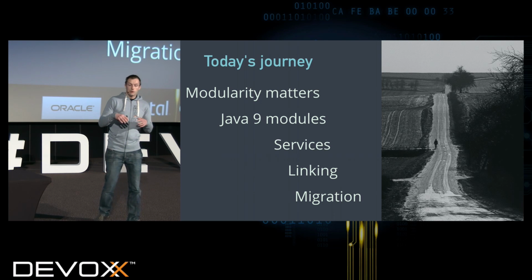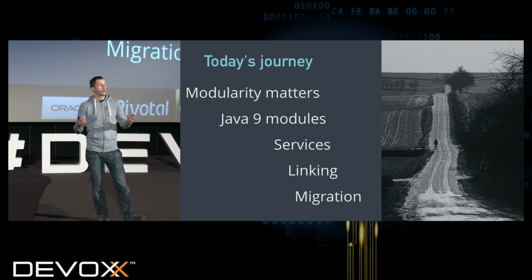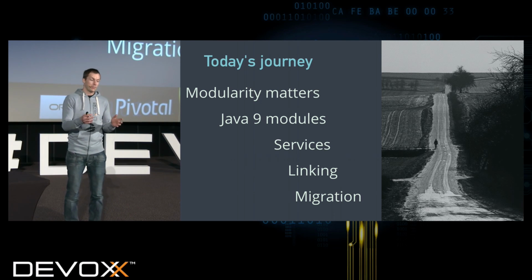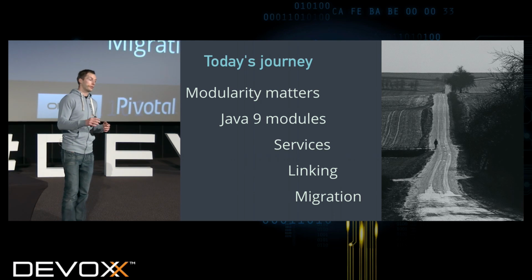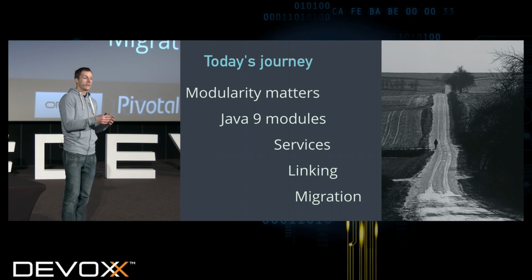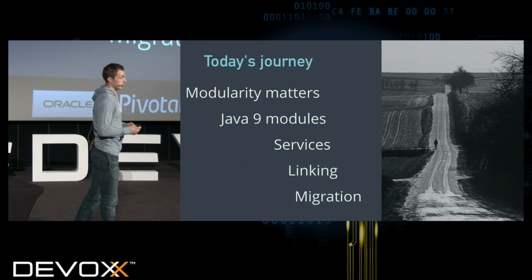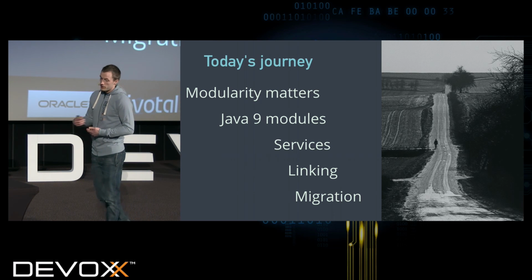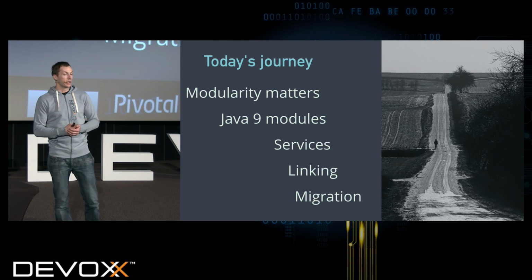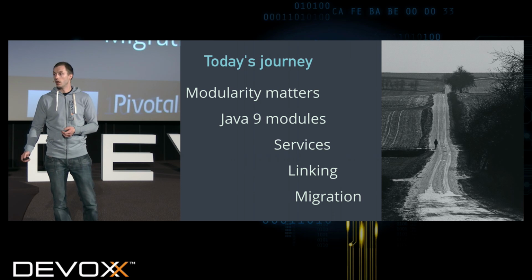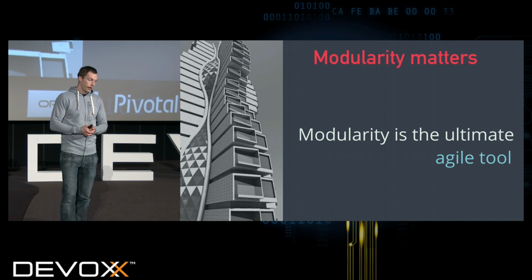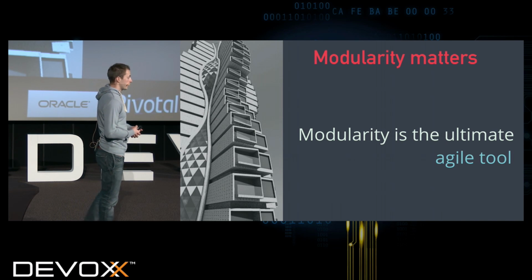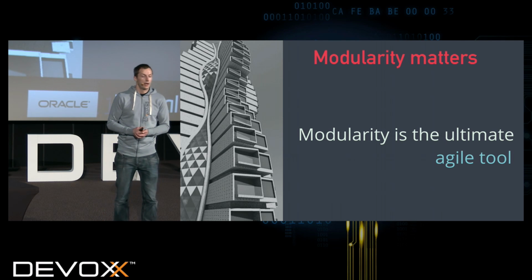And along the way, we'll actually show code of a real working application that works really modular. And at the end of that part, we will also look at linking, how to actually create small images specifically for your application, including the JVM. And as I said, after that, we'll have a break, and we'll start looking at migration more deeply. But first of all, why should we care about modularity?